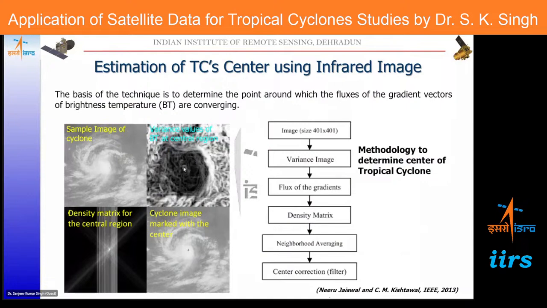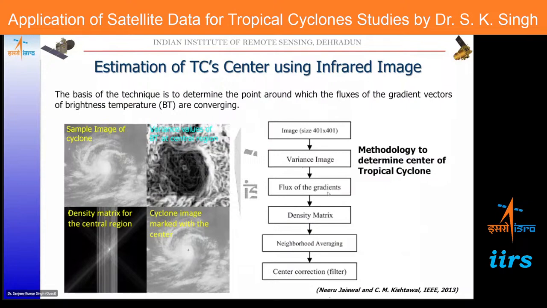Around the first guess center, they cut the image to 401 by 401 pixels, and for each pixel they computed the variance. After computation of the variance, they computed the gradient of this variance. In the variance image, a low value of variance shows axis symmetry around the center. Axis symmetry is the prominent feature of the vortex in a tropical cyclone.